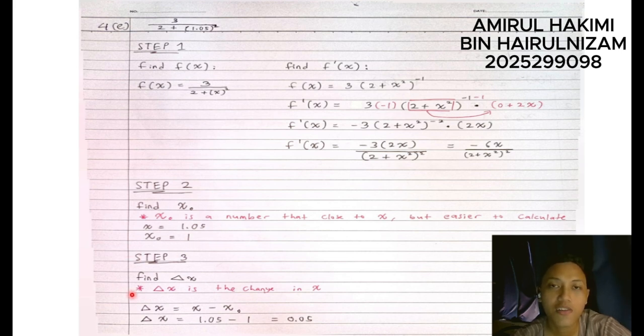The next step is to find delta x. So what is delta x? Delta x is the difference between x and x0, or the change in x. Simply put, we subtract x0 from x: 1.05 minus 1, and we get 0.05.